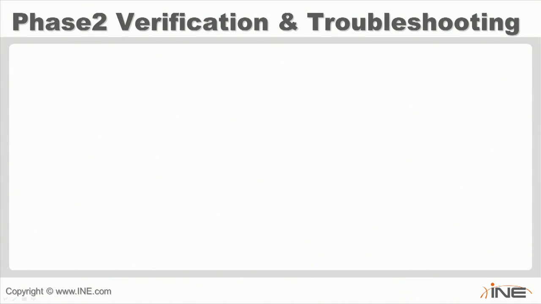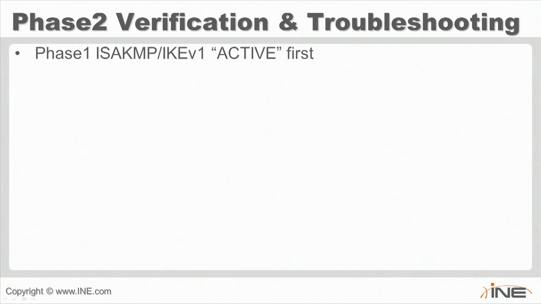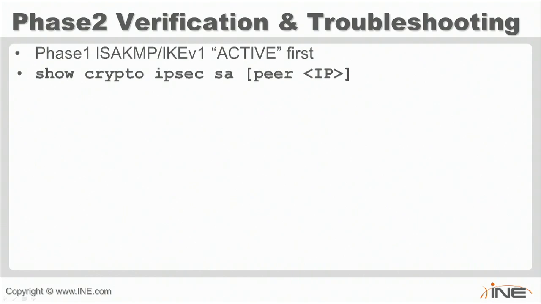Now, for phase 2 in IPsec, again, we need to make sure that phase 1 is working first, that phase 1 is active. It doesn't make sense to move on to any of these debugs unless we've checked phase 1. Once phase 1 is working, we can look at show crypto IPsec SA, and we should see that there is an inbound and an outbound security association based on whatever particular transform set we have.